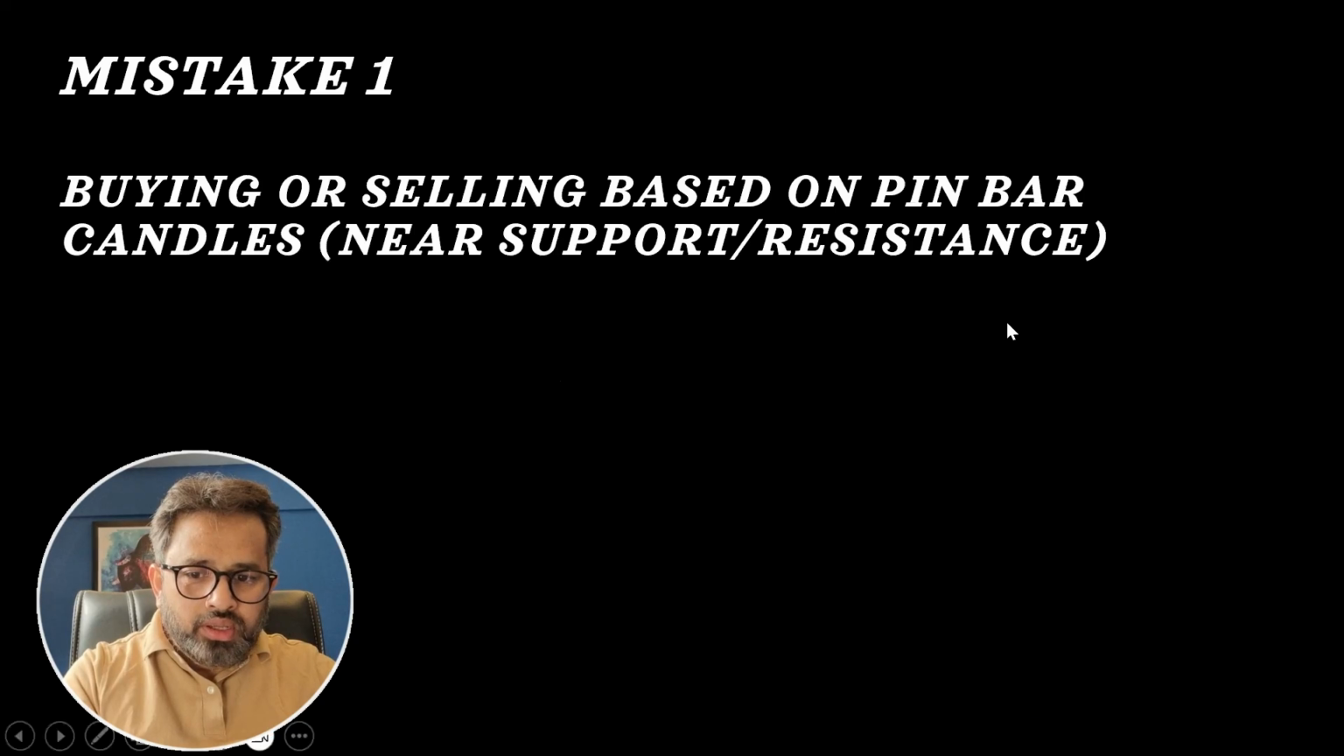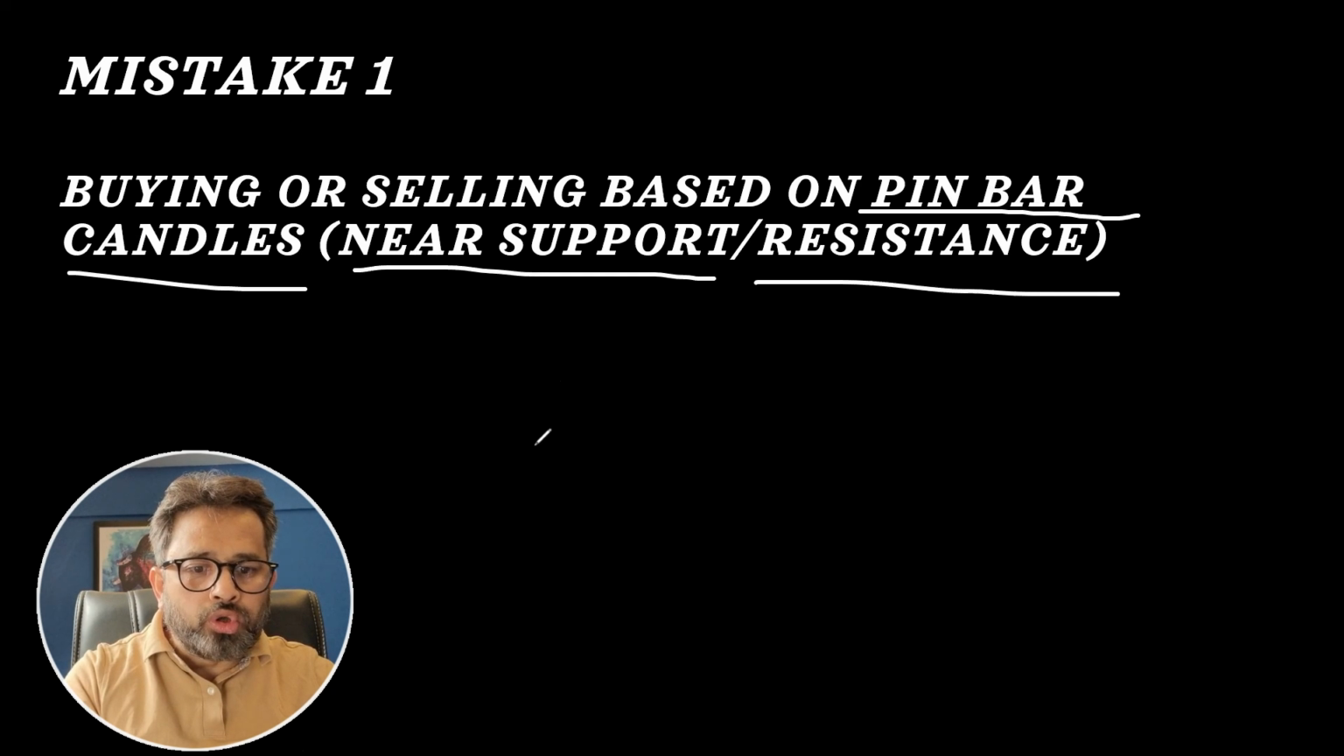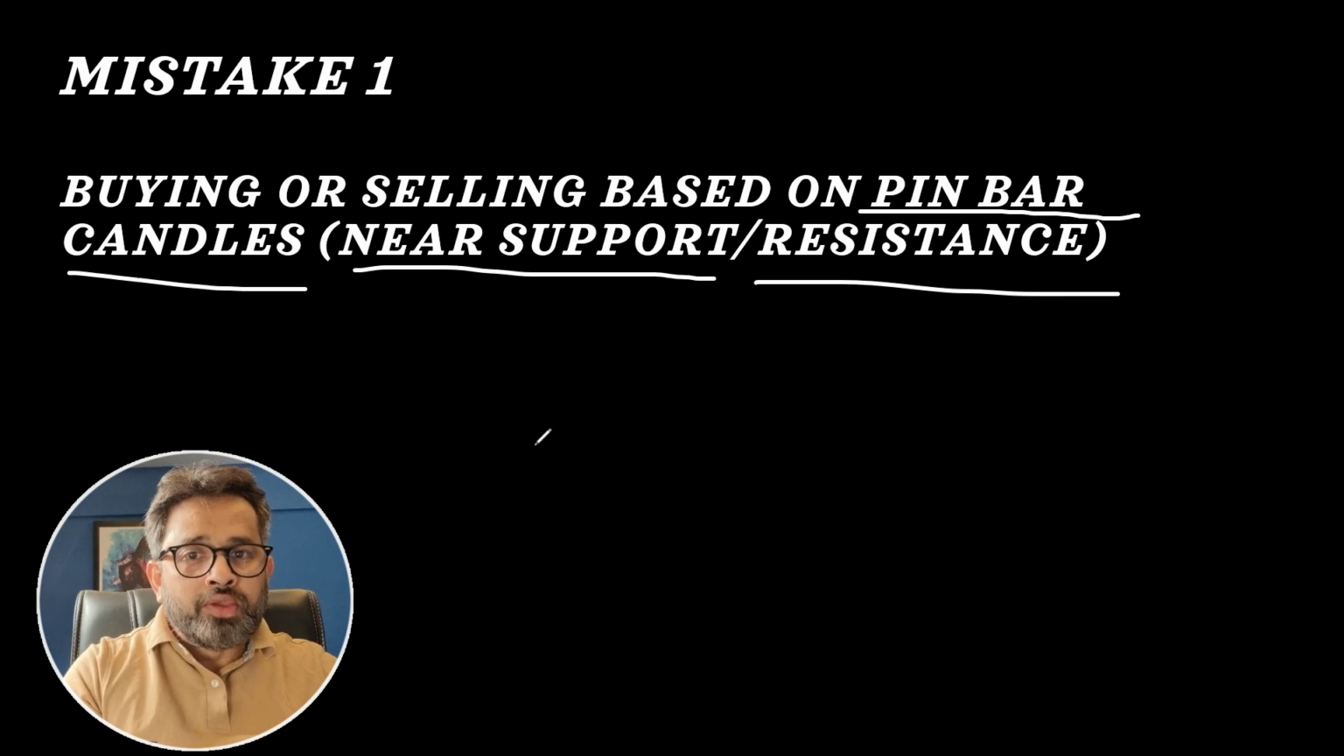First option buying mistake that normally option buyers do is buying or selling based on pin bar candlestick near the support or resistance. Because most of the time they must have read in technical analysis books and other videos that when you see a bullish pin bar, that means it's a bullish sign. When you see a bearish pin bar, it is a bearish sign.